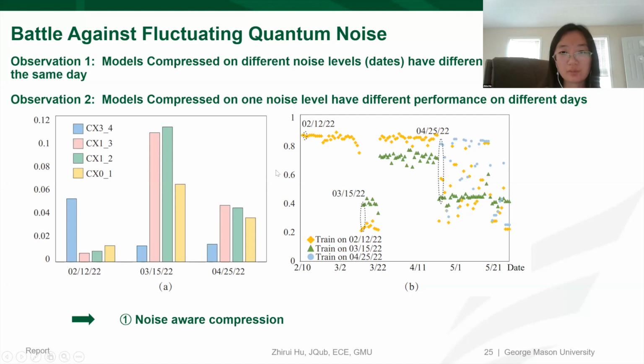So we can say that it is important to train a model on one day and test the model on a day where the noise is similar to the previous days. So there are two observations. Models compressed on different noise levels have different performance on the same days, and models compressed on one noise level have different performance on different days. So noise-aware compression is important.